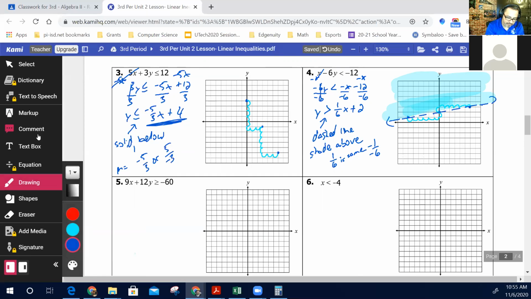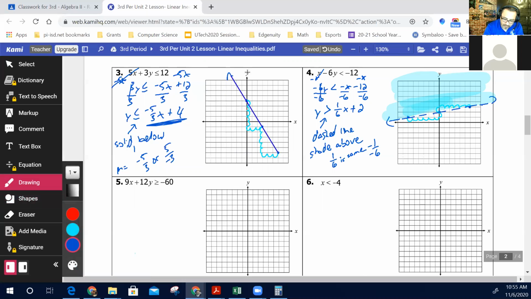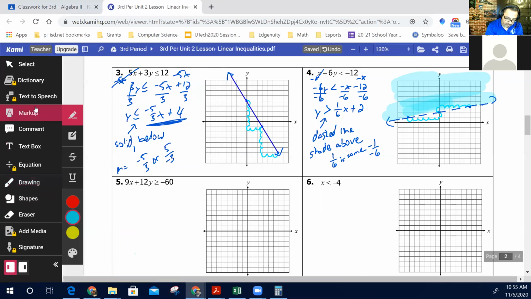It has the equals there, so it's going to be a solid line. So I'm going to go from here through those points. Good to go. Now, what about the shading? The shading said that we're going to shade below. Okay, so I'm going to go to markup and I'm just going to shade below. That's it. We have graphed the line. We've shaded the appropriate part. We put it in the form of slope intercept. All 3 steps are complete.